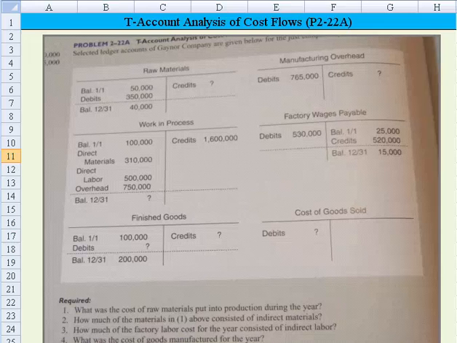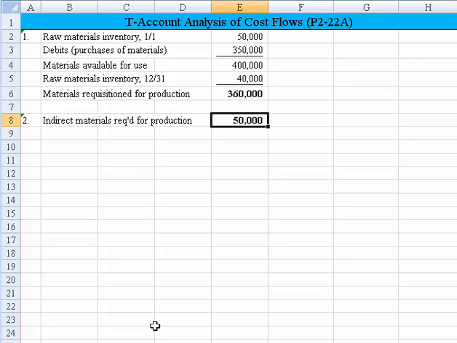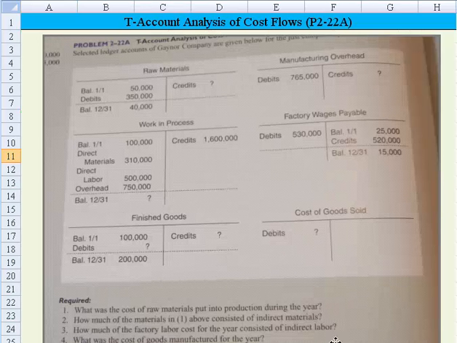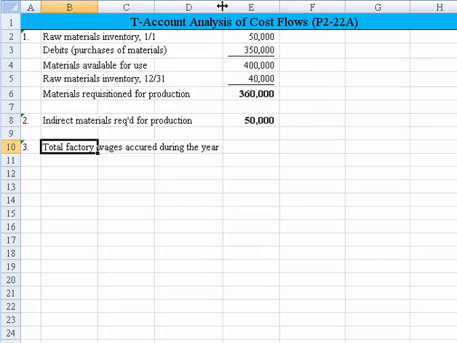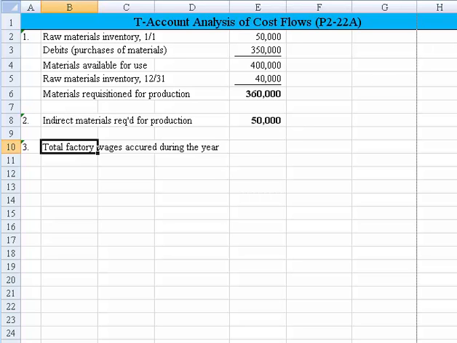Now let's make sure that's what the question was. How much of the materials in one above consisted of indirect materials? And we've answered that one. It's $50,000. Okay, now let's tackle number 3. And number 3 asks us, how much of the factory labor cost for the year consisted of indirect labor? Alright, so let's write down what the total factory wages were accrued during the year. And let me sort of spread this so we've got enough room to write that in here. And then I'll shrink this a little bit. Okay, total factory wages accrued during the year.